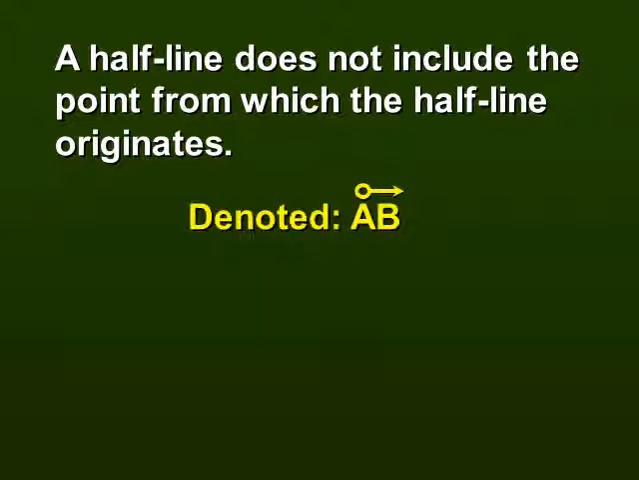And this is how you write a half line. So half line AB would have started at point A, but it does not include point A. So if you can recall greater than and less than, when we graphed those, we left a hole there when it did not include that number. Sort of the same concept here.